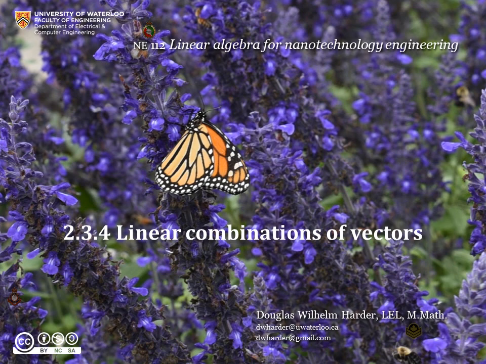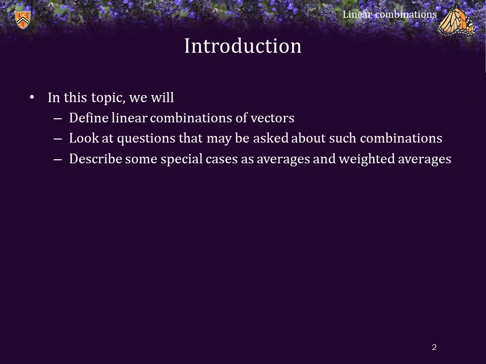In this topic, we're going to discuss linear combinations of vectors. We will look at an example. We will discuss some questions we may ask about linear combinations. And then we will look at a few special cases, such as the average of vectors and weighted averages.